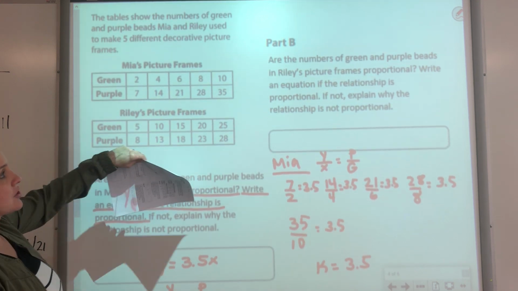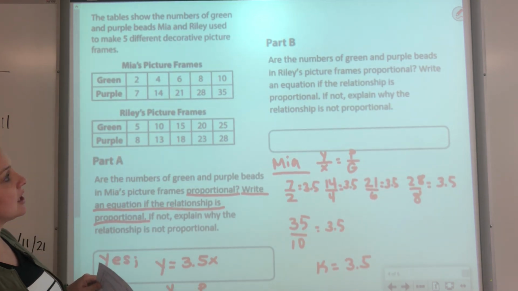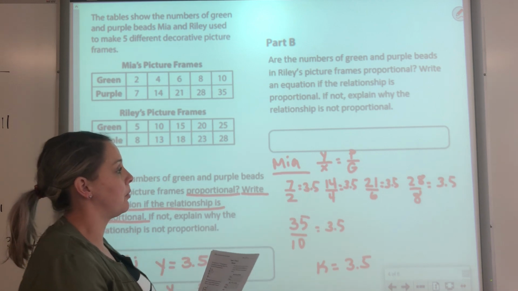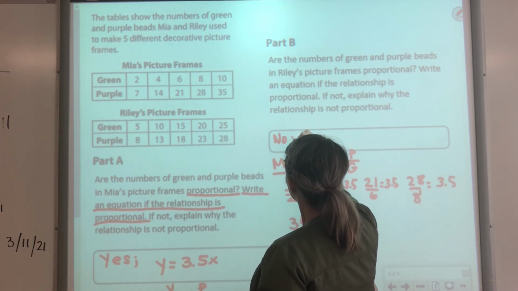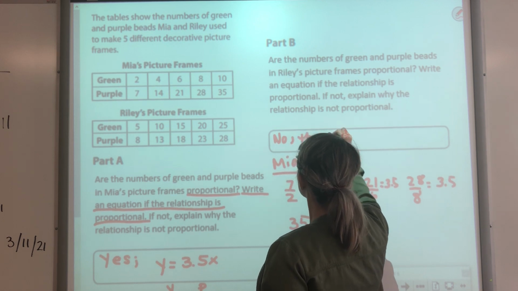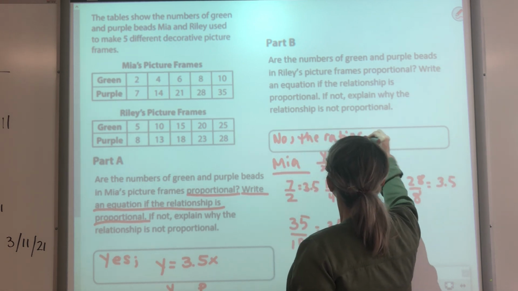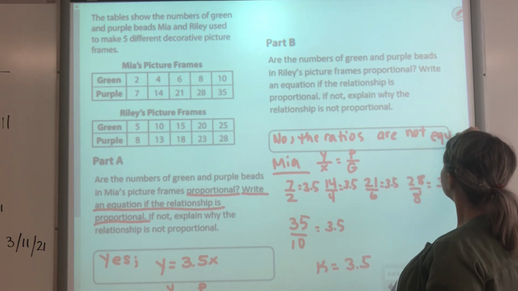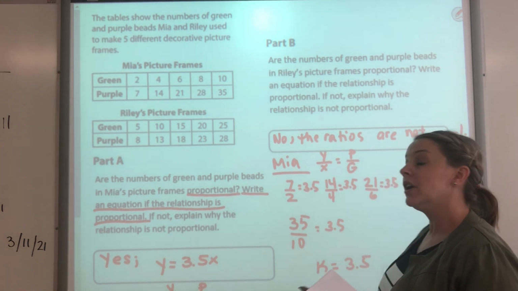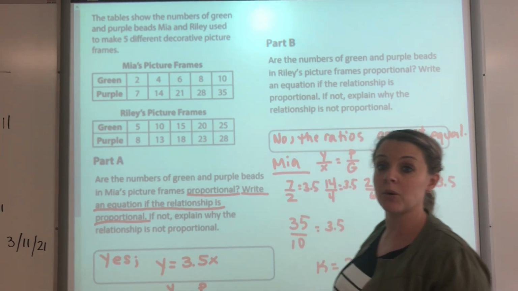So the second question asks, are the number of green beads and purple beads in Riley's picture frame proportional? And we can write no. The ratios are not equal. And that's a perfectly good explanation of if a relationship is proportional or not.